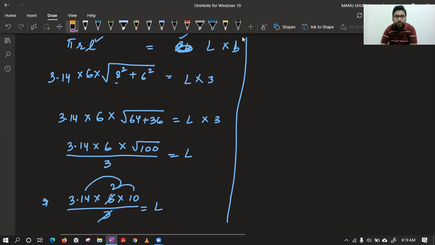Let me write. So capital L is coming as 62.8 meters. But the question is not complete. We all know that whenever you purchase something to make, you have to purchase some extra area also, class. Why do you purchase the extra area? Because when we are going to assemble it, we need to do some cuttings, some waste will be there. Yes, margins are there, cuttings are there.